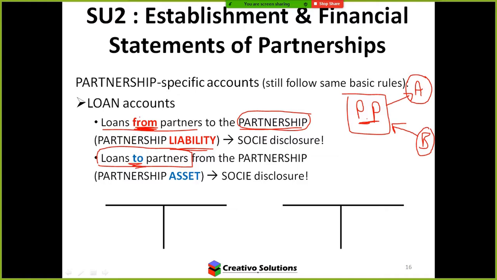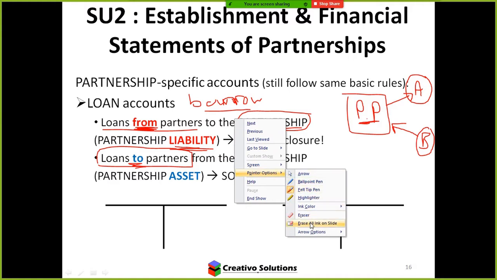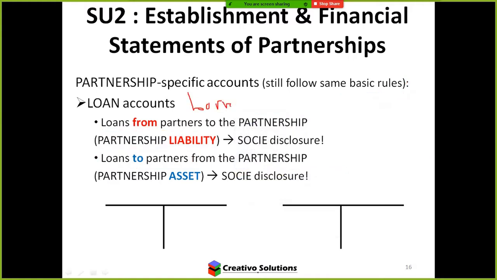If it's from the partner, it's a liability, because you borrow from, right? Borrow, B-O-R-R-O-W. You borrow from, you lend to. So when you borrow, there's a liability. When you lend, there's an asset. You lend to assets. So if I lend you money, that's a loan to a partner. That partner is going to be viewed as an asset in the books of the business.